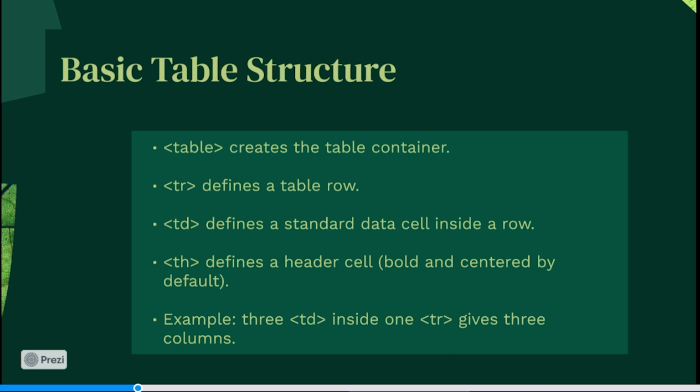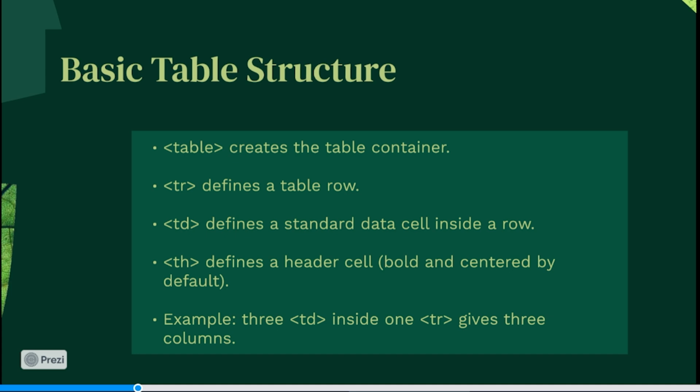Okay. Now the tr tag means table row. It defines each horizontal row. Inside a row, we add data. The data cell is called td, which means table data. It creates a standard cell. If you want a header cell, you use th. Th means table header.